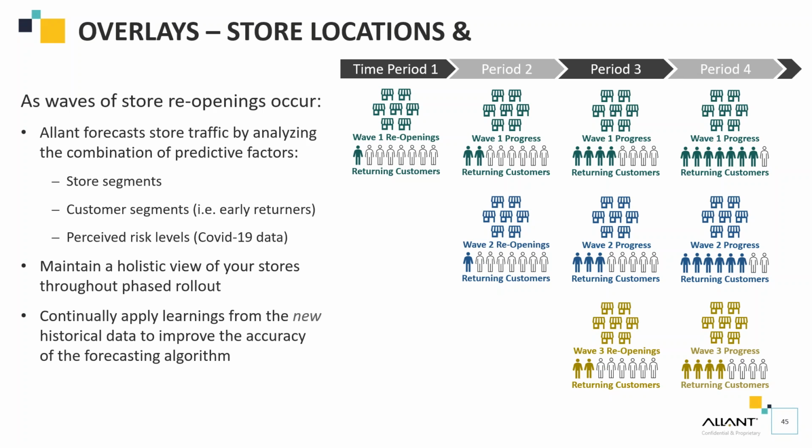As waves of stores start to reopen, right, since we're talking about forecasting here, you can see at the end of period 4 that different groups of stores, based on when they open, are going to be at a different phase in their recovery process, have a different number of early returners, and be at a different point in the recovery process.